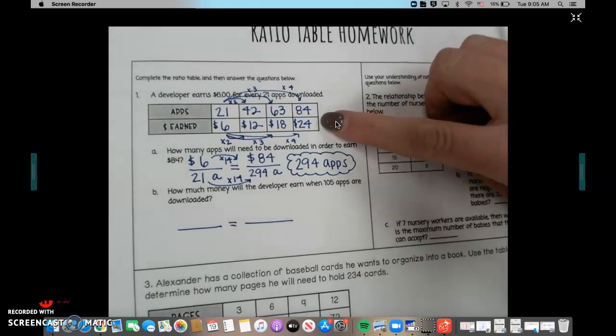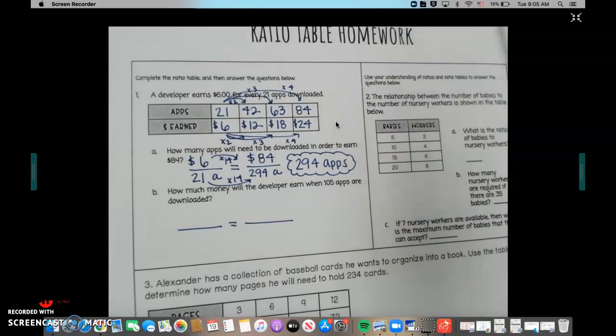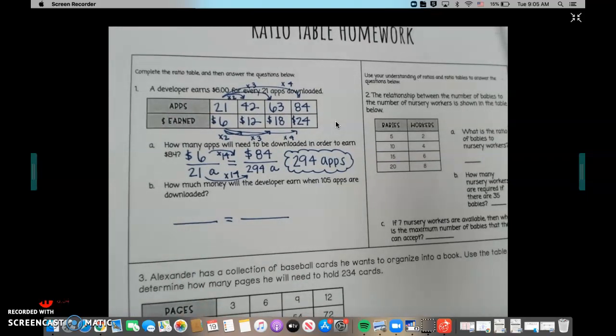So I'm going to look back at my chart. I'm going to look at the apps section. Do you guys see 105 in that chart? I don't either. So that means what Ms. Gall says, we are setting up a proportion or an equivalent ratio, and we have to do line equals line. So that's the first thing you need to do right here. Line equals line.